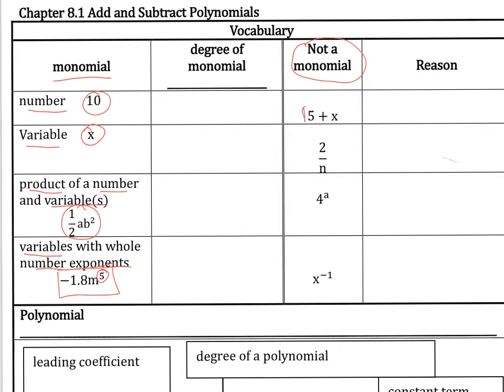You have 5 plus x. This is not a monomial because we have a sum. And for the next one, 2 over n, you cannot have a variable in the denominator.